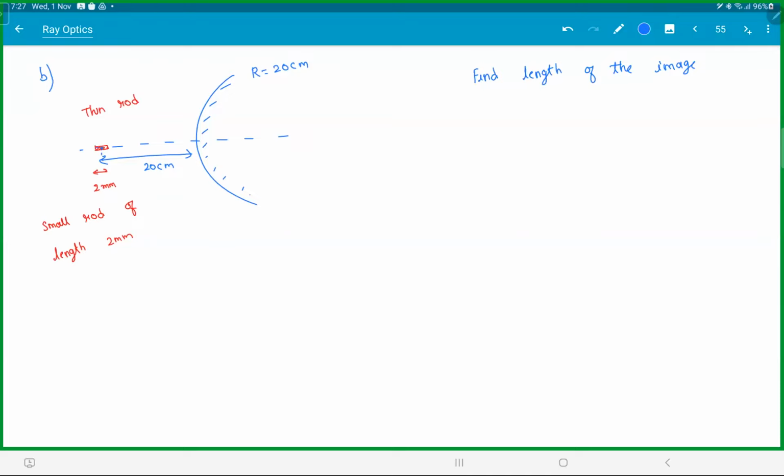This and the previous one are exactly the same question. The only difference is the rod is quite small, so we can do a certain kind of approximation. Think for a minute or two, then I'll show you how to do this.